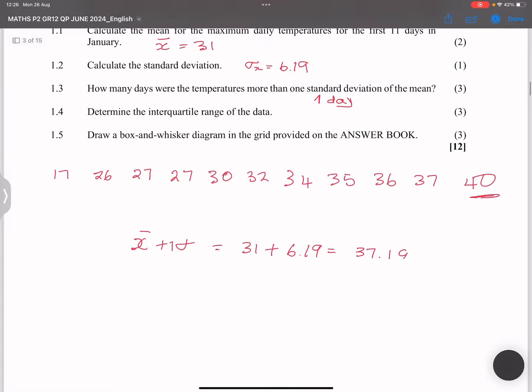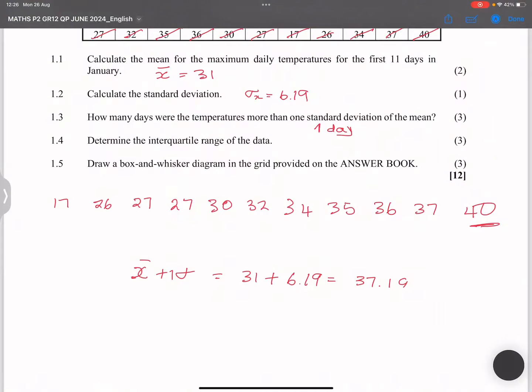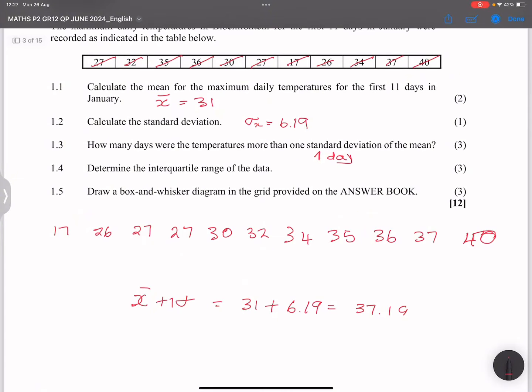Right, and they say to us, determine the interquartile range of the data. Now, first of all, ladies and gents, now that we've arranged our data in this way, we are going to have the median. So how many data values do we have? 1, 2, 3, 4, 5, 6, 7, 8, 9, 10, and 11. If I've got 11, then the middlemost value is my median, the value that divides the data set into 2 equal parts. I can see that will be 32. Note that I have 5 on the left-hand side and another 5 on the right-hand side.